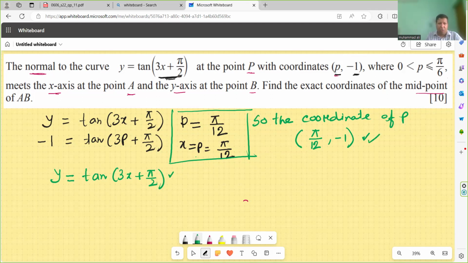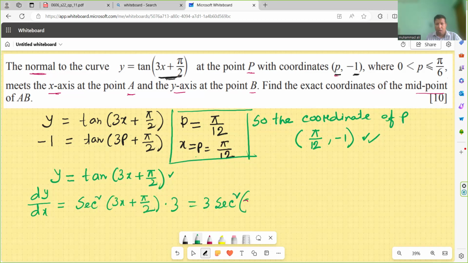If we differentiate y with respect to x, we get dy by dx equals d by dx of tan, which is sec squared(3x plus pi by 2) into 3. That means 3 sec squared(3x plus pi by 2). So this is the gradient of the tangent.